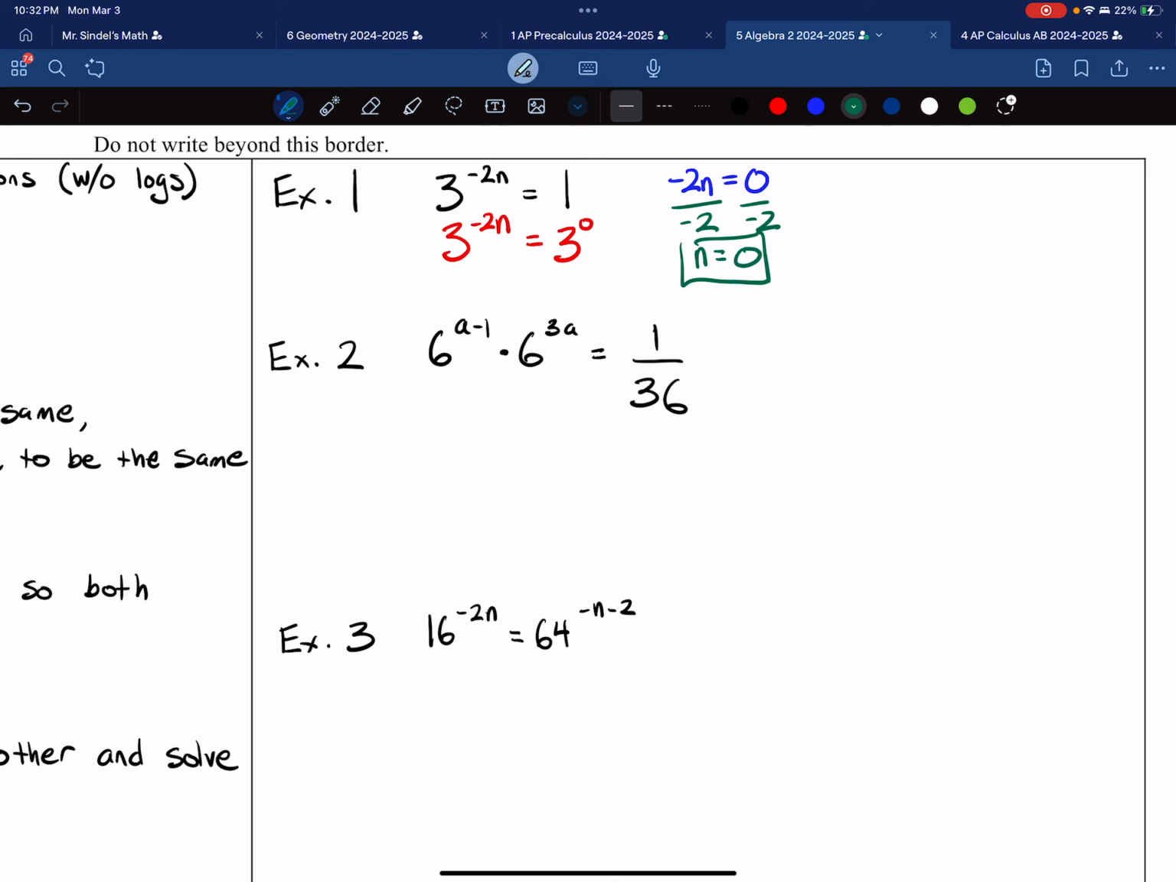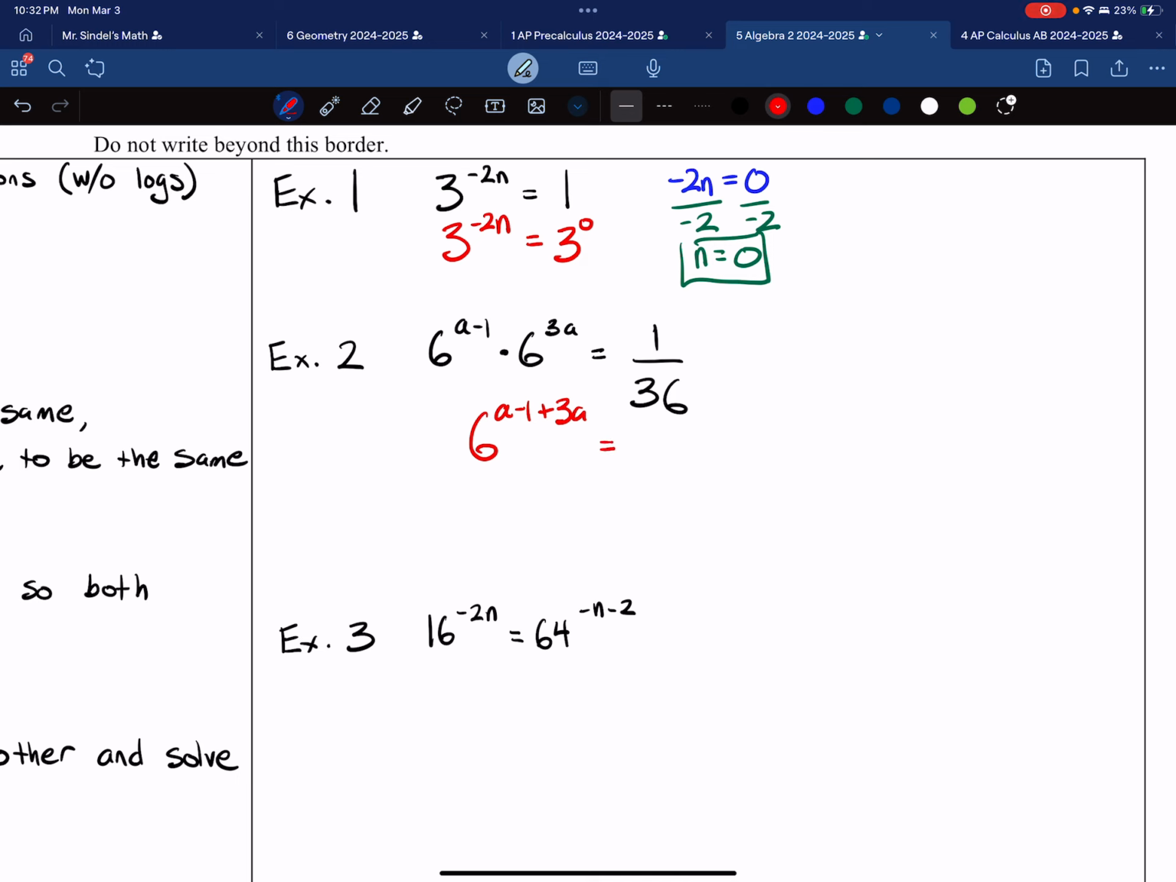In example 2, I have 2 bases on the left, and I have a fraction on the right. I can tell that 6 squared is 36, so I'm assuming that the base I'm looking for on the left is 6, and the base I'm looking for on the right is also 6. So let's go ahead and combine our bases on the left using our properties of exponents. Whenever I have the same base and I am multiplying, I'm going to add the exponents. So I'm going to rewrite that left-hand side as 6 to the power of negative 1 plus 3a.